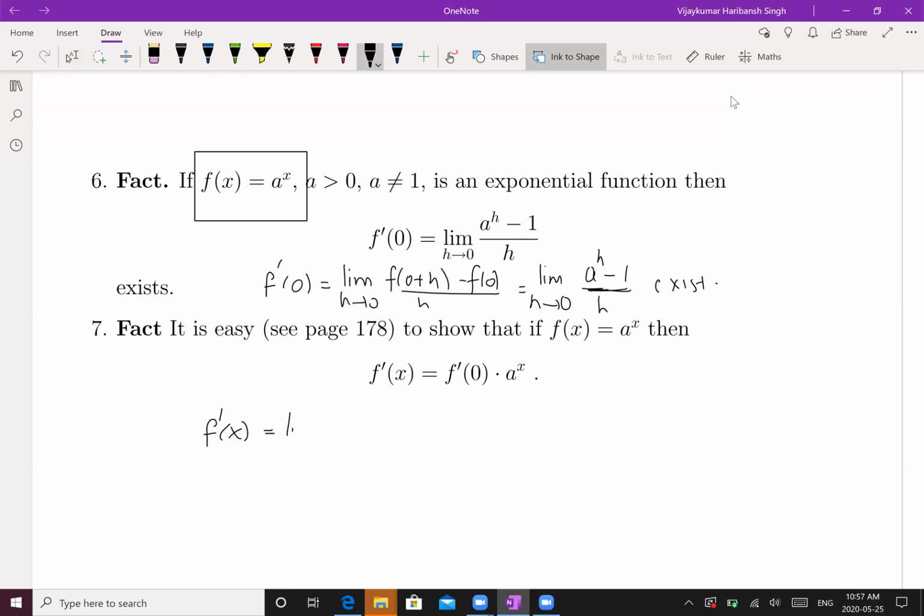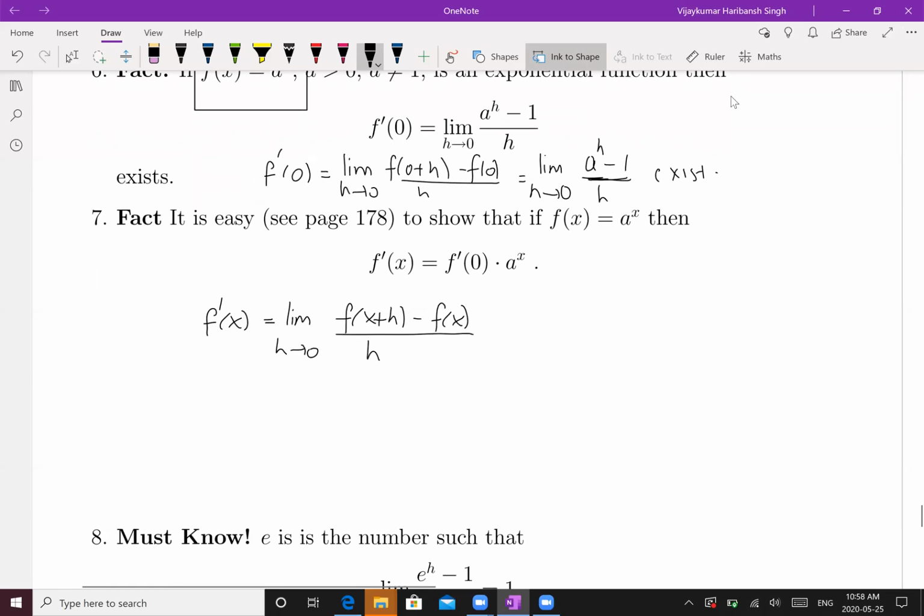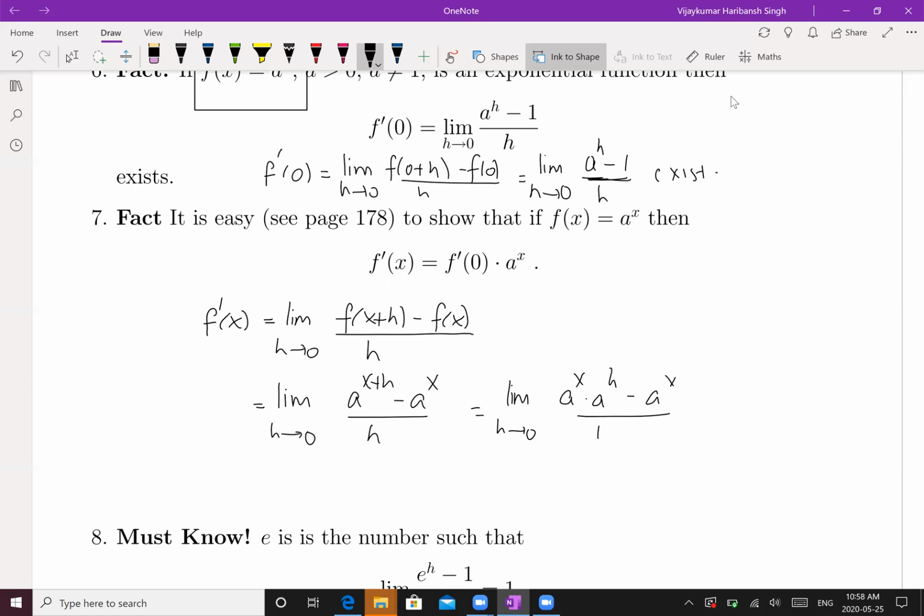f prime of x is the limit as h goes to 0 of f of x plus h minus f of x over h. So this is the limit as h goes to 0 of a to the power x plus h minus a to the x over h. Now using the laws of exponents, we can simplify it. So we get a to the x times a to the h minus a to the x over h.